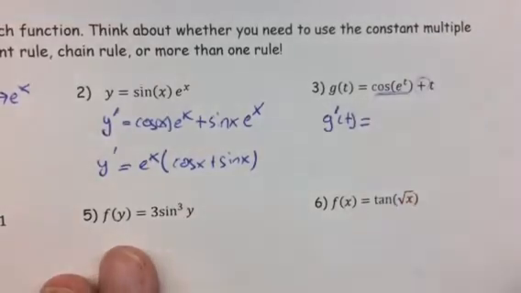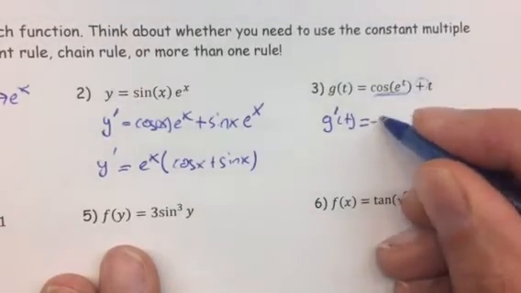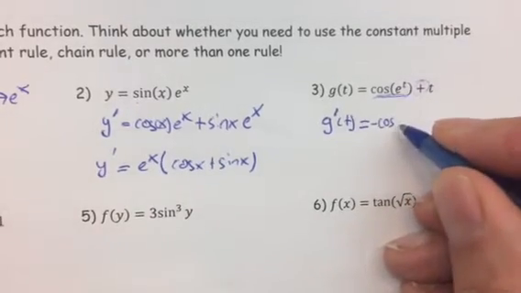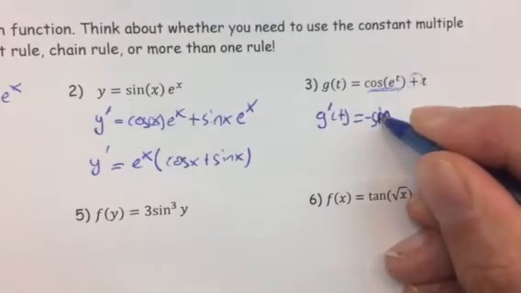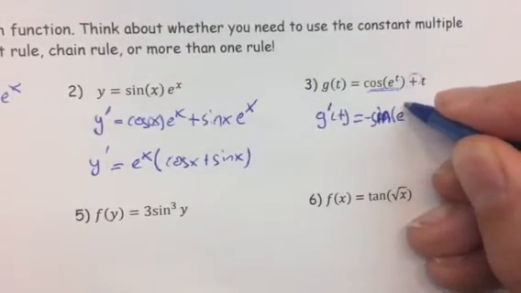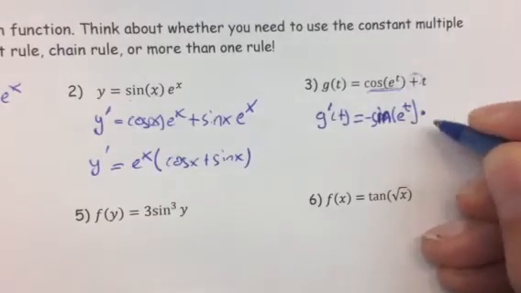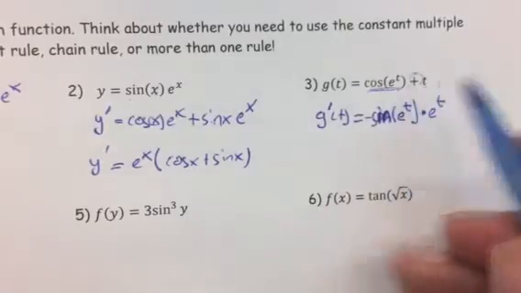This first one is a chain rule. So we do the derivative of the outside function, so negative sine, with the inside still inside of it, negative sine of e to the t, times the derivative of the inside, which is e to the t. So that's our chain rule.